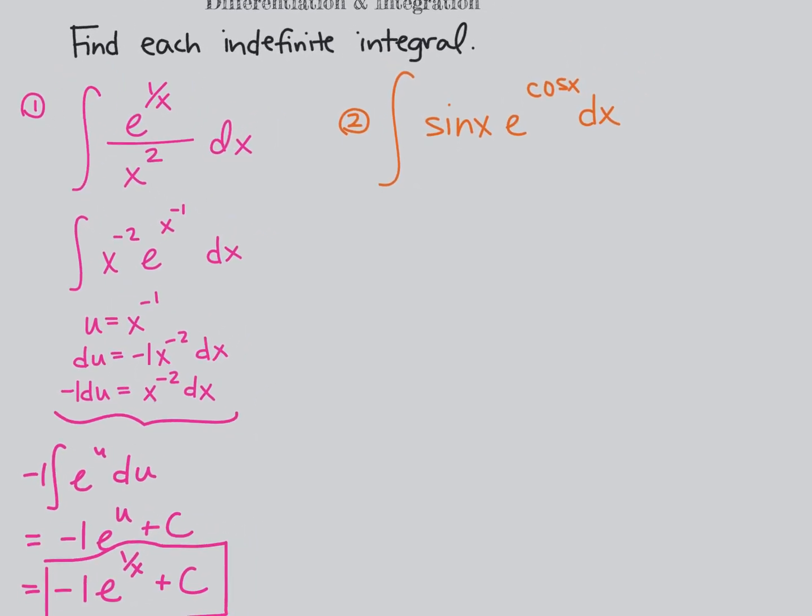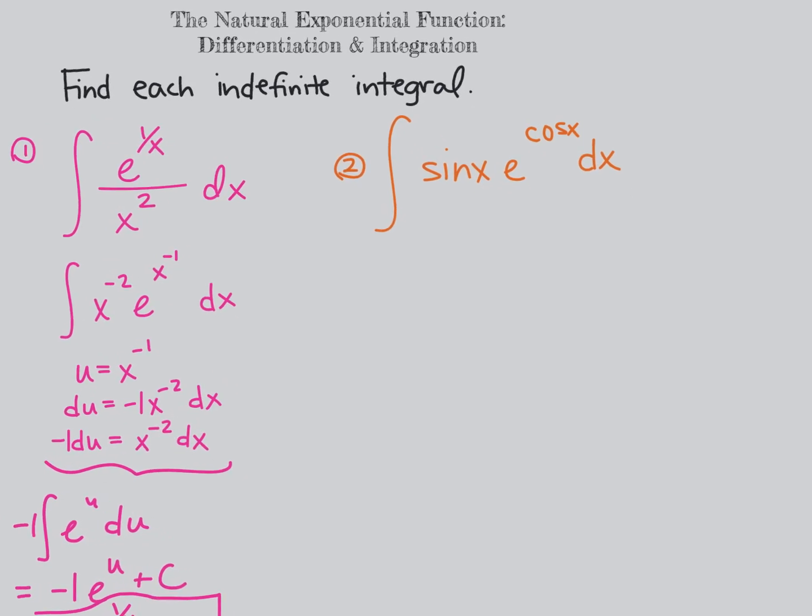In the next example, we have the integral of sine x e to the cosine x. Once again, we can see that something and basically its derivative are in there. So if we let u equal cosine x, du is the derivative of cosine, which is negative sine x dx. Once again, we had a u and a du basically built into the integrand. We do have to deal with that negative though, and we can do that by dividing both sides by -1. So we'll have -1 du equals what we have in there, which is sine x dx.